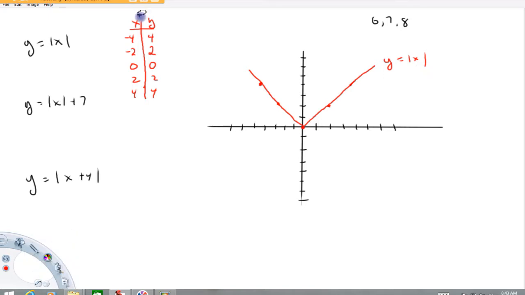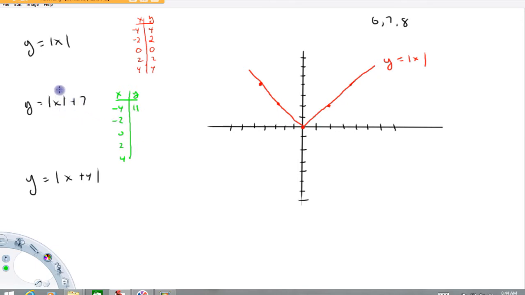All right. Let's take this and shrink that down, give us some more room. This guy, absolute value of x, and then plus 7. I'm going to make myself another table. x, y. Now I'm just going to do the same thing. We'll look at -4, -2, 0, 2, and 4. See what comes out of that. Putting -4 here: absolute value of -4 is 4. Plus 7 is 11.